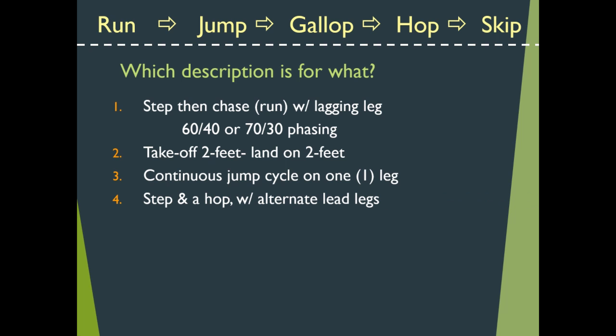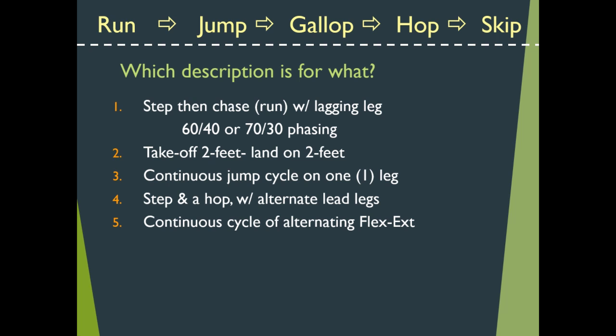A step and a hop with alternate lead legs tells you that this is a more complex skill because essentially it's a combination of a walk and a hop. Okay? On top of that, it's alternating lead legs. As you listen to this lecture, try this out on your own.